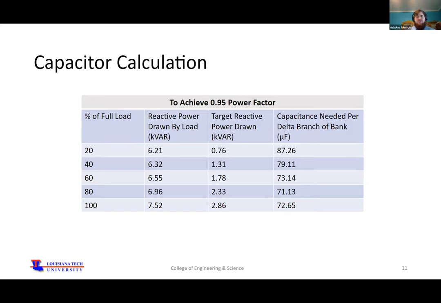To determine the capacitance values that we need to correct the power factor to 0.95, we use the data from the power factor measuring test in the slide above. First, we calculated the reactive power drawn by the load at each of the load steps by using the power triangle. We do this by taking the square root of the apparent power squared minus the real power squared. Then we found what the reactive power should be to make the power factor of the load 0.95, which we call the target reactive power, by using the power triangle again, but having the power factor equal to 0.95 instead of the measured value. Finally, we calculate the capacitance needed per delta branch of a capacitor bank by using the formula of 1/(6πωC). This would bring the reactive power to the target reactive value and make the power factor of the system 0.95.